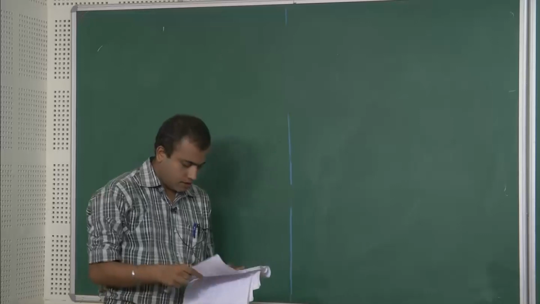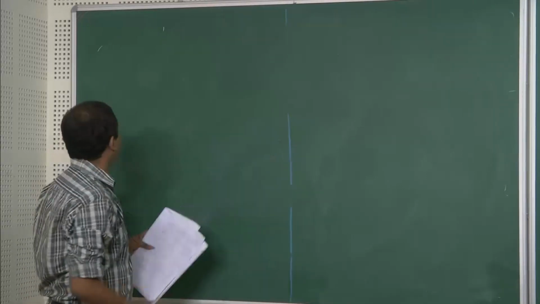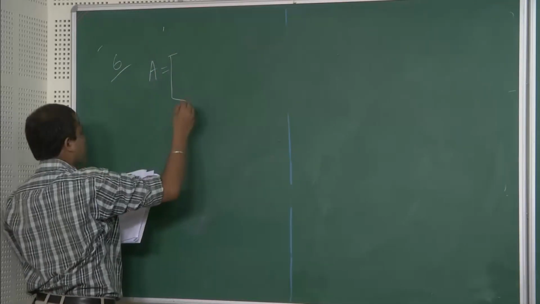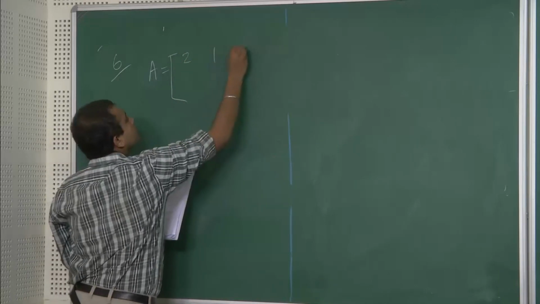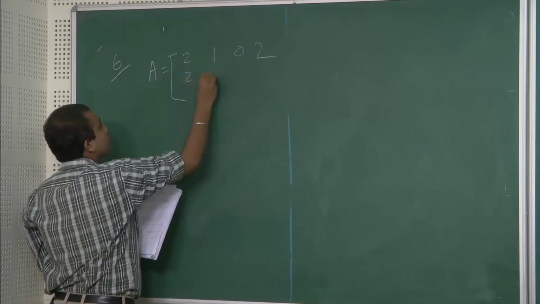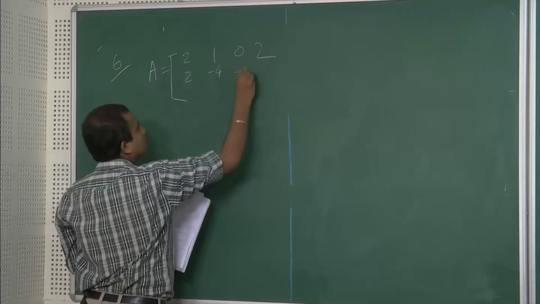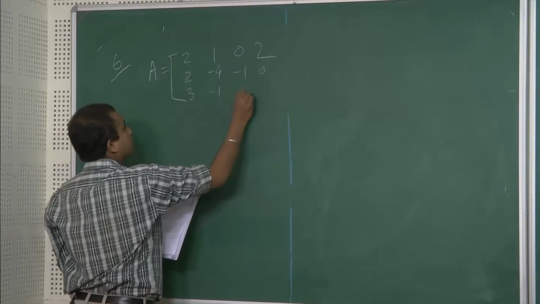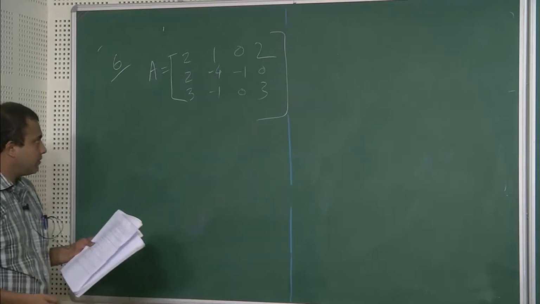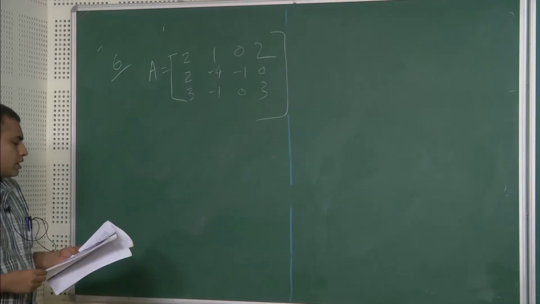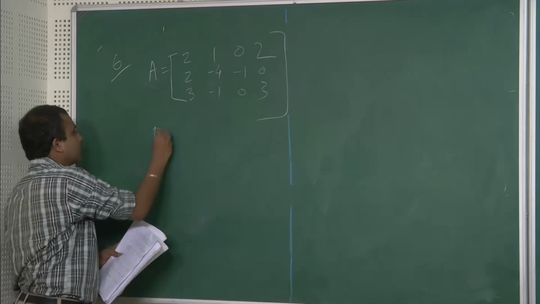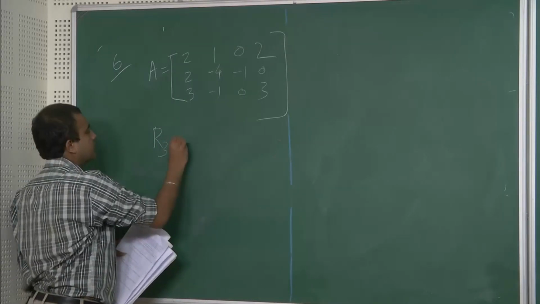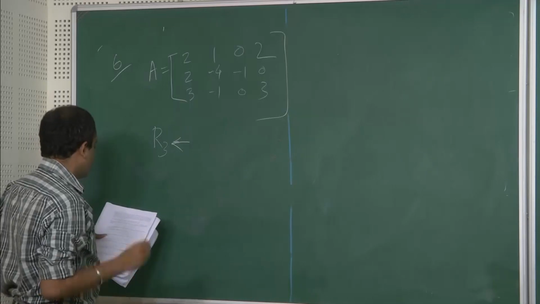So, problem 6 talks about a matrix. We will not do this, we will quickly talk about it and go away, because this is actually an easy problem. 2 1 0 2 2 minus 4 minus 1 0 3, minus 1 0 3. So, we have this matrix. What we need to do is the elementary row operation R3, so, third row, I should not say equal to, I should say assign, because it is a row operation, not an equality operation.